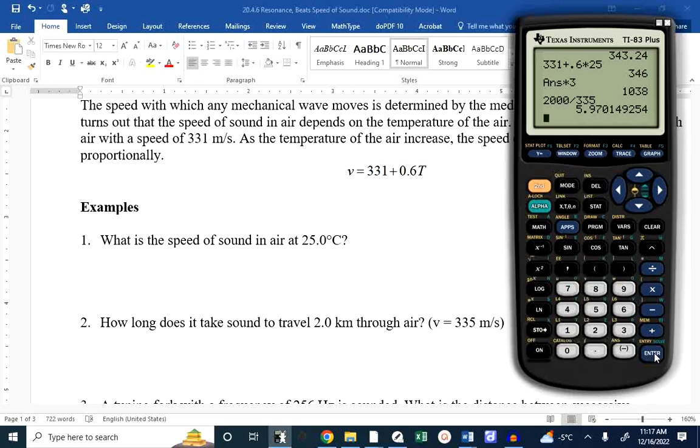Which means, very roughly speaking, if you have to wait 6 seconds between seeing the lightning and hearing the thunder, that lightning struck approximately 2 kilometers away. It's not exact because it does take a little bit of time for the light to reach your eyes, but it's so small, it's pretty close. Any questions with 1 and 2?